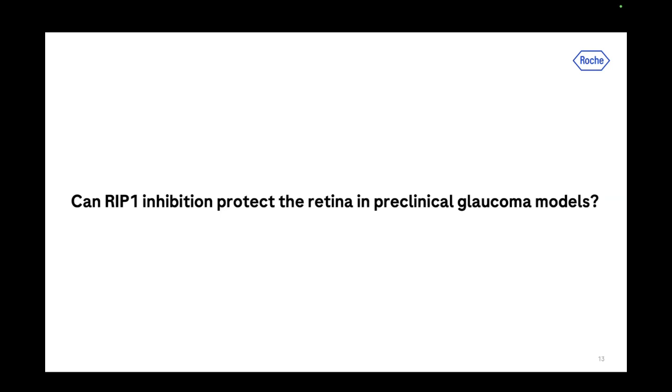So the question is, is RIP1 inhibition protective in preclinical glaucoma models? To answer this, we induce IRI and optic nerve crush in RIP1 kinase-dead mice, allowing us to directly assess how inhibiting RIP1 affects retinal inflammation as well as neurodegeneration.